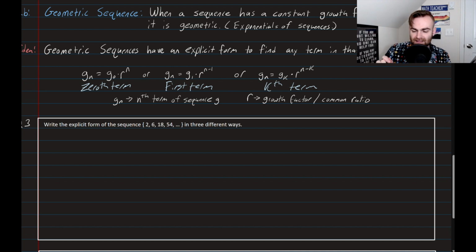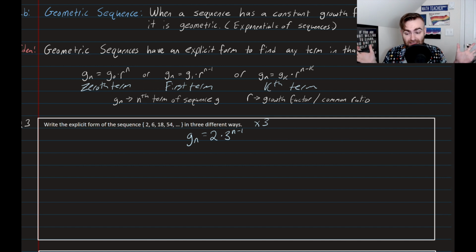So we're going to define this sequence in 3 different ways. So let's do the first term first, because that's the easiest. We're going to say g sub n is equal to, the first term is 2, times, well, we need to find that growth rate. 2 times 3 is 6. 6 times 3 is 18. 18 times 3 is 54. So we're multiplying by 3 each time. So 2 times 3 to the power of n minus 1. And we can leave it like that. That's it. That's all we really need.